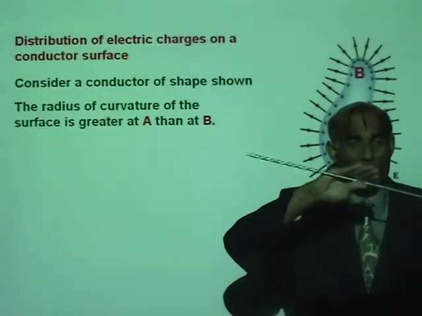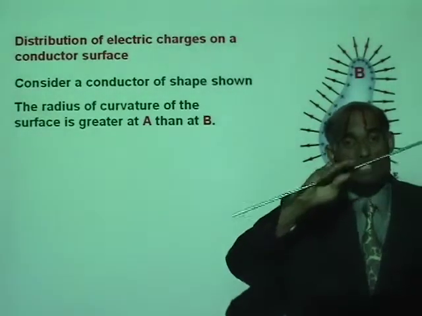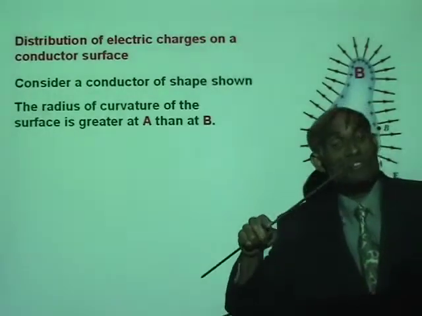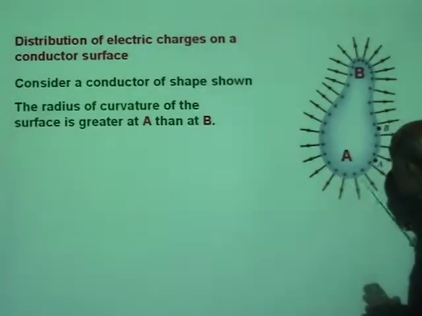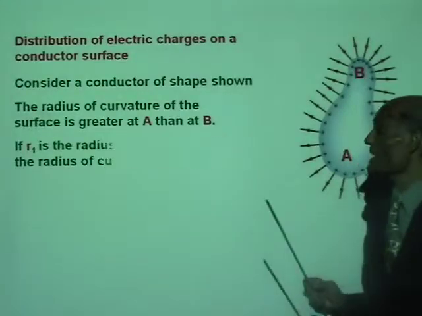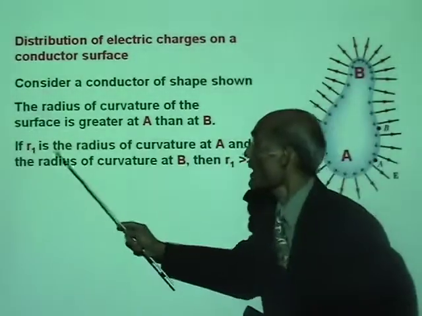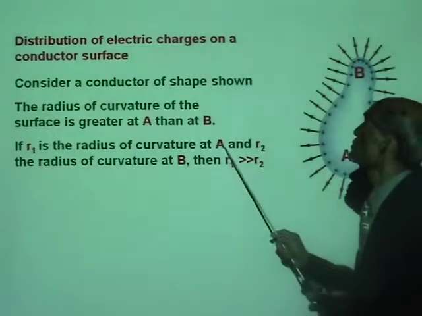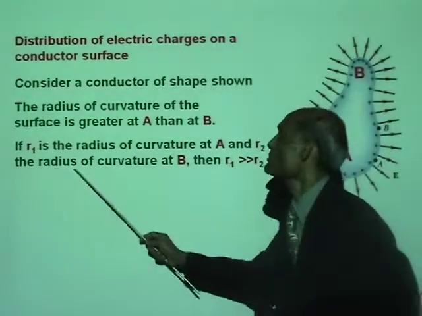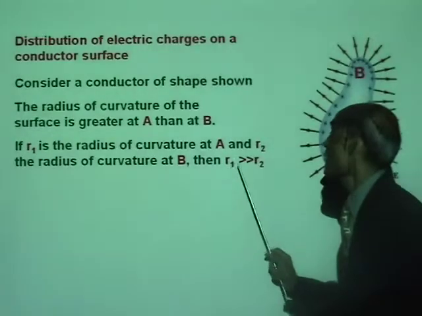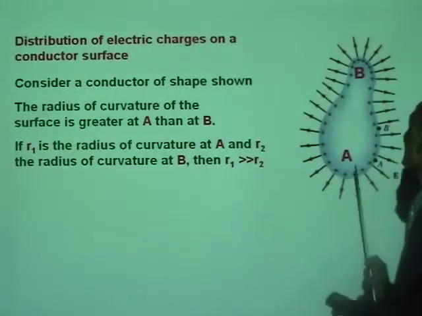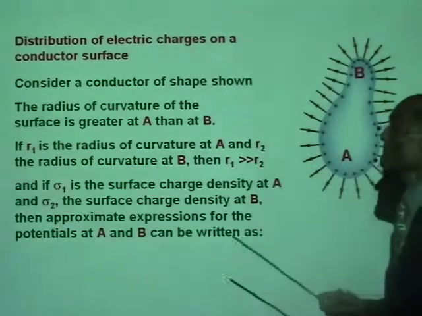At B, the radius of curvature is small, and the radius of curvature is large at A. If R1 is the radius of curvature at A and R2 is the radius of curvature at B, then we say R1 is much greater than R2.